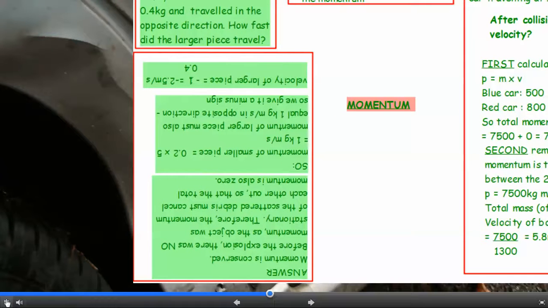Now hopefully when you read through the answer to this it'll be explanatory enough, but just remember, momentum is conserved. Now before an explosion there's no momentum because all objects are stationary. So the momentum of any scattered debris must cancel each other out so that the total momentum is also 0. So just remember that and try and have a go at calculating it for yourself.